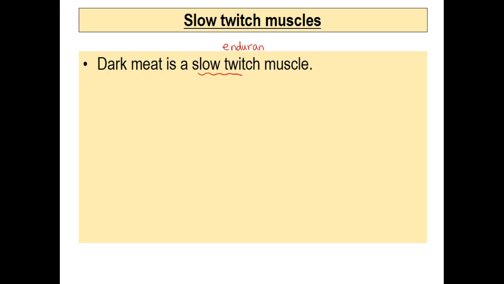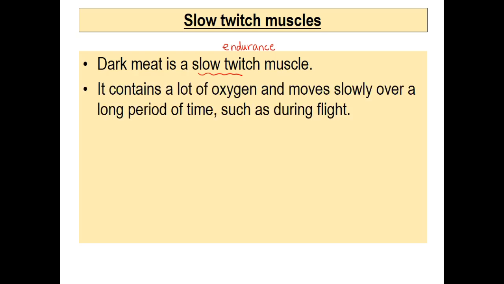If you are a long distance runner, you are using your slow twitch muscles. If you're a sprinter, you're using your fast twitch muscles. And the fast twitch muscles do not contain a lot of myoglobin, but the slow twitch muscles contain a lot of myoglobin and a lot of oxygen. They sort of have time release oxygen. They move slowly over a long period of time, such as during flight.